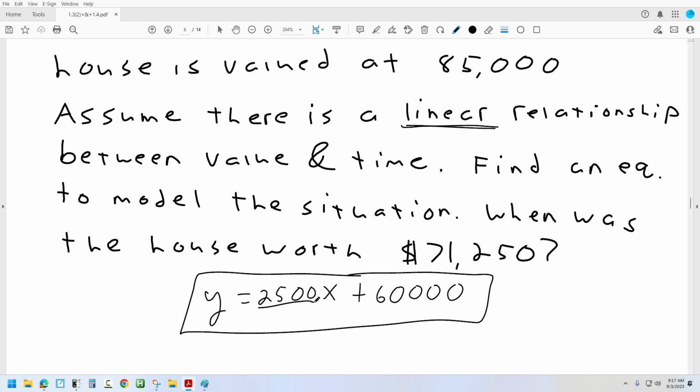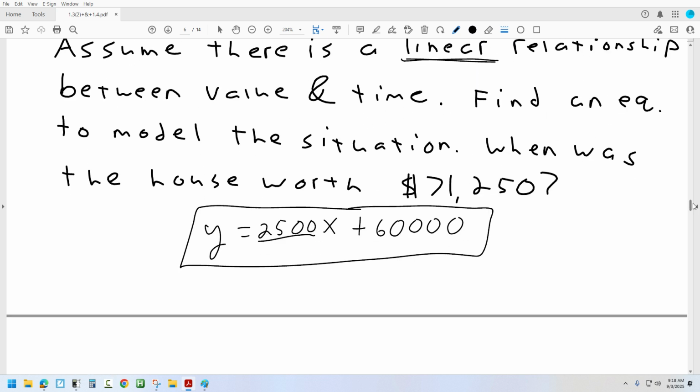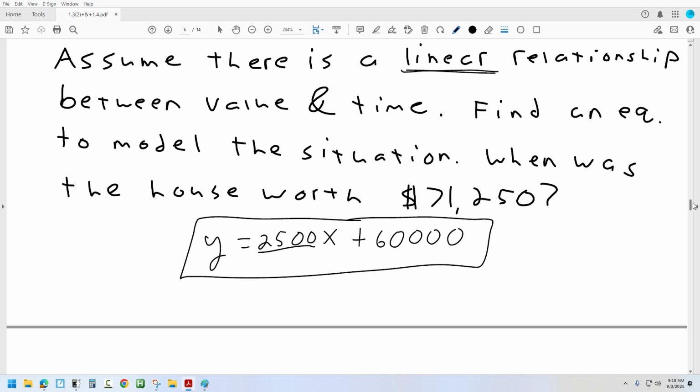All right, so now let's use that equation to find the value of the house at $71,250. Where does the $71,250 get plugged in? For x or for y? Yep, that gets plugged in for y because that is a value. So we're going to have 71,250 equals 2,500x plus 60,000.